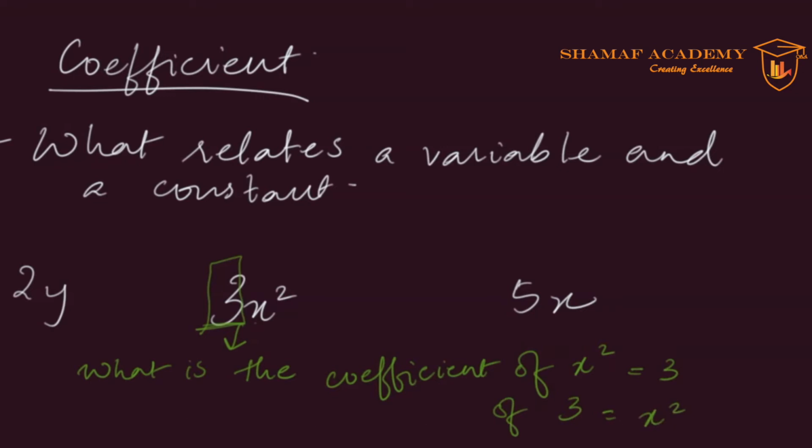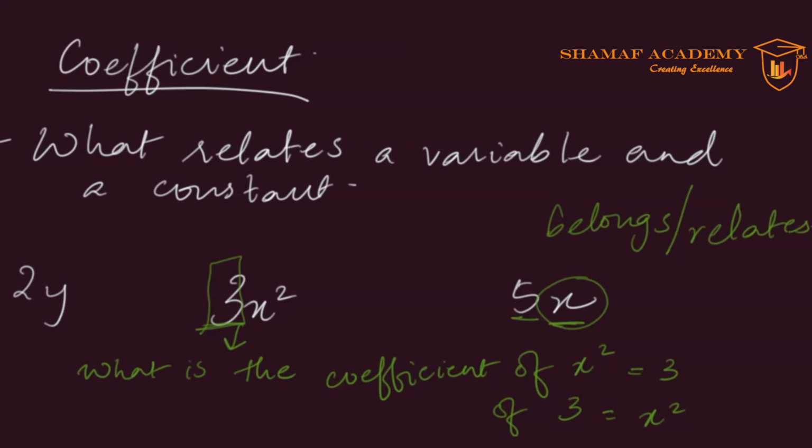Either way, they are what relates to each other. If I ask you what belongs with 5, you're going to say x. If I ask you what belongs with x, you say 5. So this word belongs or relates is what we call coefficient.